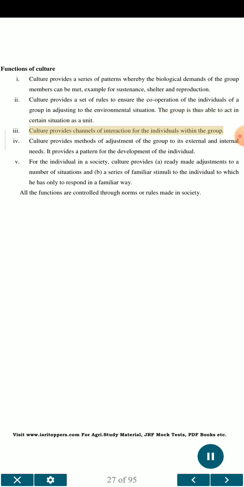III. Culture provides channels of interaction for the individuals within the group. IV. Culture provides methods of adjustment of the group to its external and internal needs. It provides a pattern for the development of the individual. V. For the individual in a society, culture provides ready-made adjustments to a number of situations, and VI. A series of familiar stimuli to the individual, to which he has only to respond in a familiar way. All the functions are controlled through norms or rules made in society.